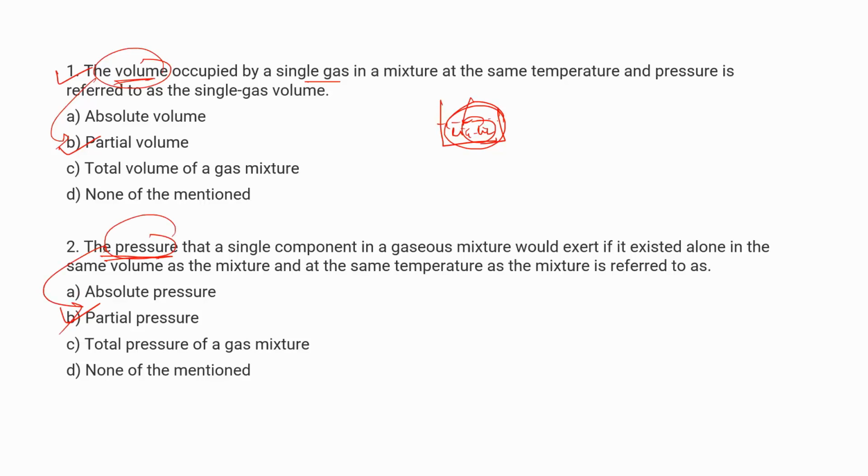Because when we go to a mixed composition, there are lots of components, so we will say it is not an absolute pressure. It will not be a total pressure. It will be a partial pressure. It will be a partial volume. So this type of MCQ question will also be important for 1 mark.